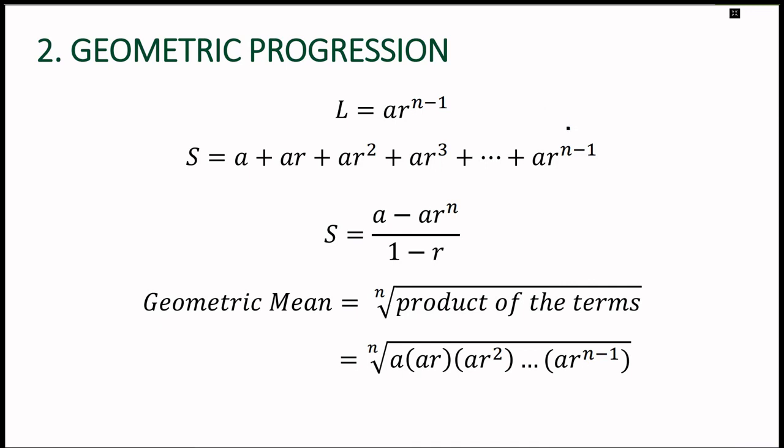So to get the sum, we add all the terms. a plus ar plus ar squared plus ar cubed, and so on and so forth, and then ar to the n minus 1, which is the last term.